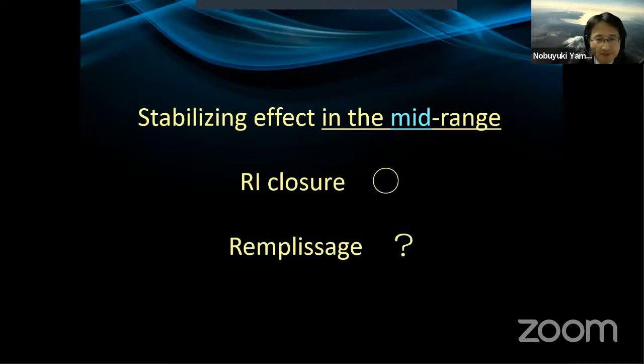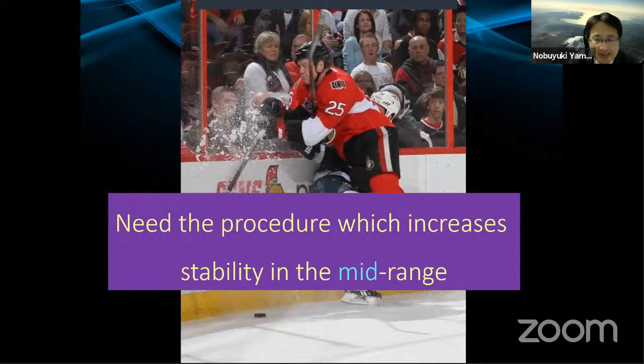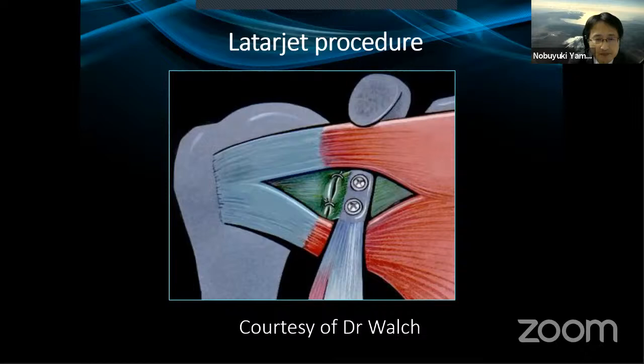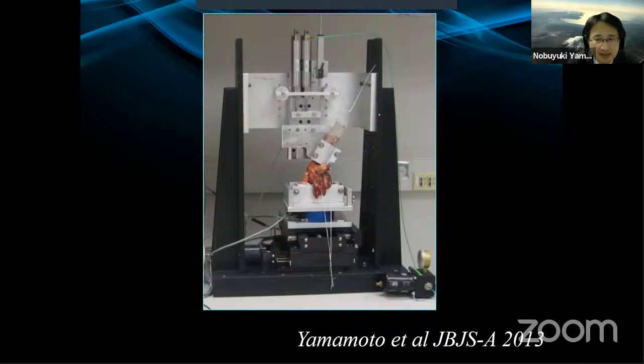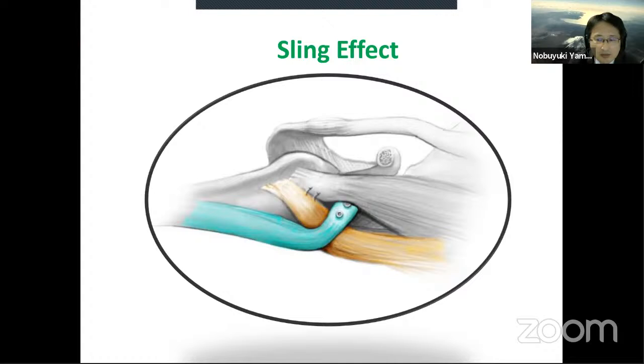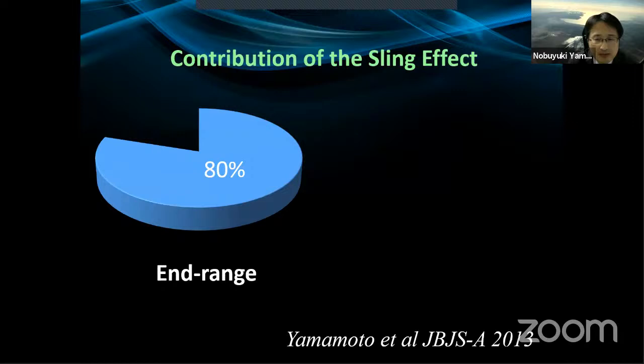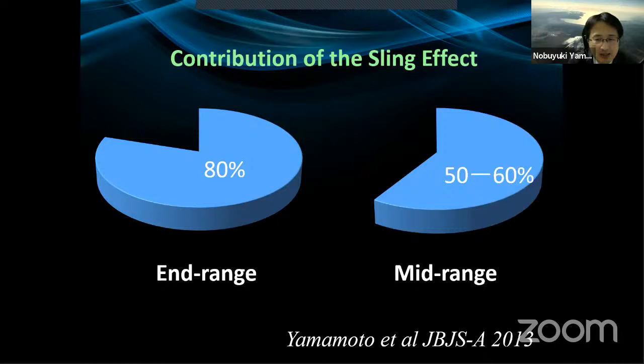Anyway, we need a procedure which increases the stability in the mid-range for contact collision athletes. We prefer to perform the Latarjet procedure because it has a reasonable stabilizing mechanism. We demonstrated it in a biomechanical study. Our data showed the main stabilizing mechanism was a sling effect, which was provided by both subscapularis and conjoint tendon. The contribution of the sling effect was 80% in the end range and 50 to 60% in the mid range.